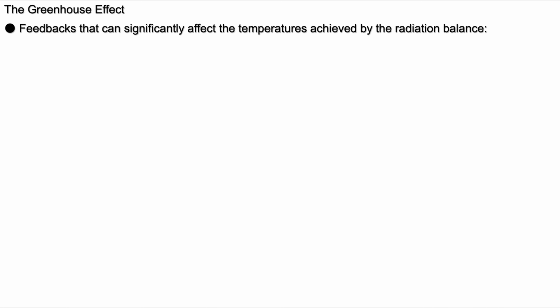Feedbacks that can significantly affect the temperatures achieved by this radiation balance include water vapor feedback, as we just mentioned, and albedo feedback, which we also mentioned in a cursory way. More dramatically, it would be snow cover versus forest cover. Snow is going to tend to reflect incoming radiation without allowing it to turn into blackbody radiation. A dark forest absorbs more radiation, making the Earth more effective as a blackbody. This radiation feedback is going to be an important component of any climate model.